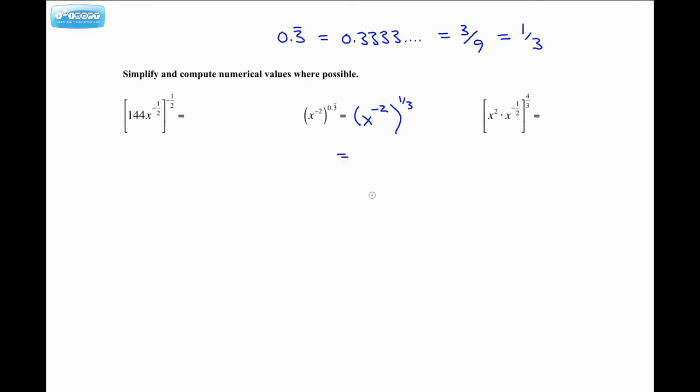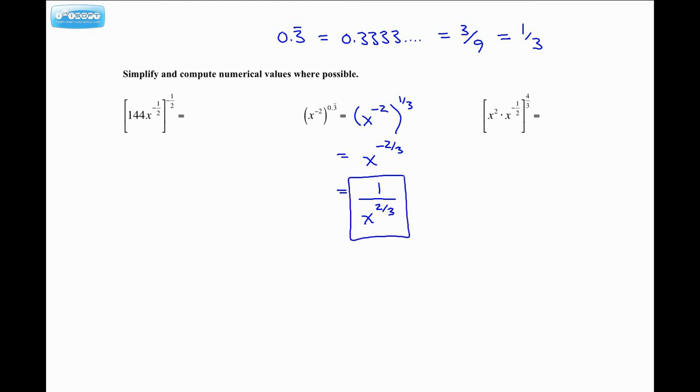So really all I can do is multiply the exponents. So negative 2 times 1/3 is negative 2/3. And then I'll write that as 1 over x to the positive 2/3.